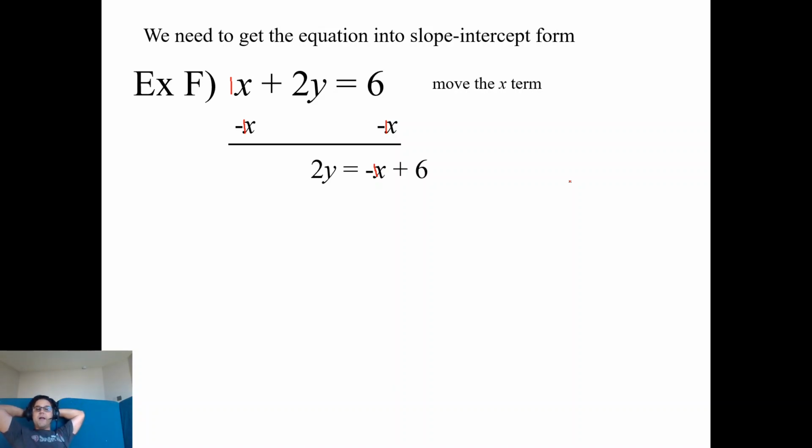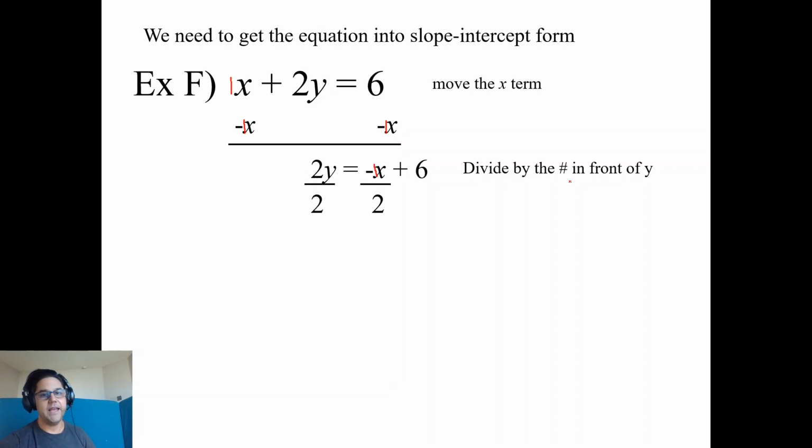So our first step again was to move the x, then we divide. And we're going to divide by whatever the coefficient of y is. Well, it's the 2, right? It's the 2 in front of the y. So like we tried before, we're going to divide the y, the x, and the 6. Everything gets divided by 2. So if I do that, my 2y divided by 2 is really 1y, or just y equals, and that's what we want. The negative 1 over 2 stays the same, right? And then finally, 6 divided by 2 is 3.